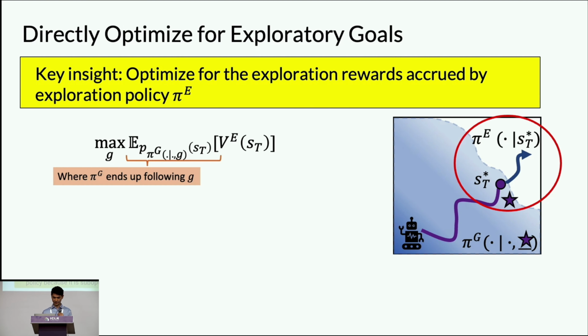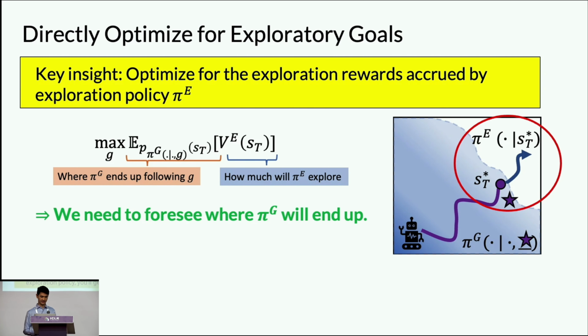If we write this in an equation, we can see that there are two parts. We're first maximizing over a goal variable g, and we're reasoning about the terminal state distribution of the goal conditioned policy conditioned on g. And we're measuring how good this g is, in that it produces a terminal state such that when you roll out an exploration policy, you'll get high exploration value.